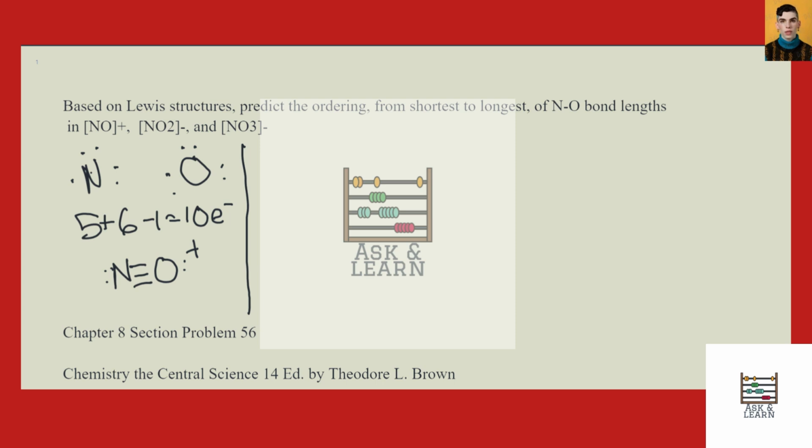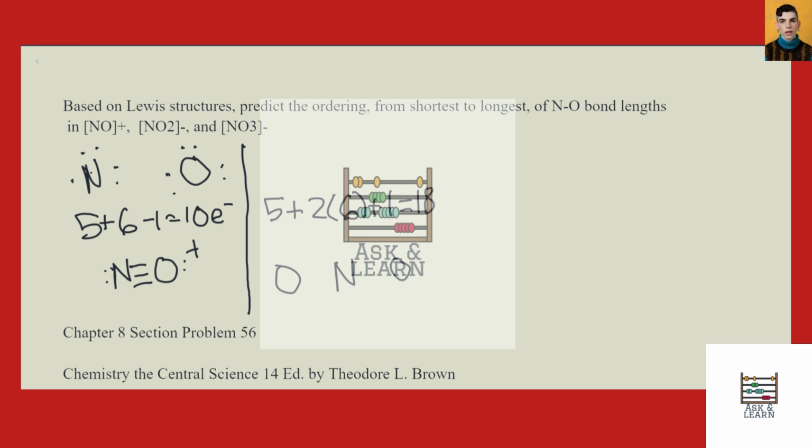The next molecule is NO2-. So to figure out how many valence electrons the entire molecule will have, there's 1 nitrogen, so 5 electrons, and 2 oxygens, so 2 times 6. And since the molecule will have a 1- charge, you will add 1 more valence electron to make 18 electrons. So when you draw the molecule, you need to make sure that there are 18 electrons around the molecule.